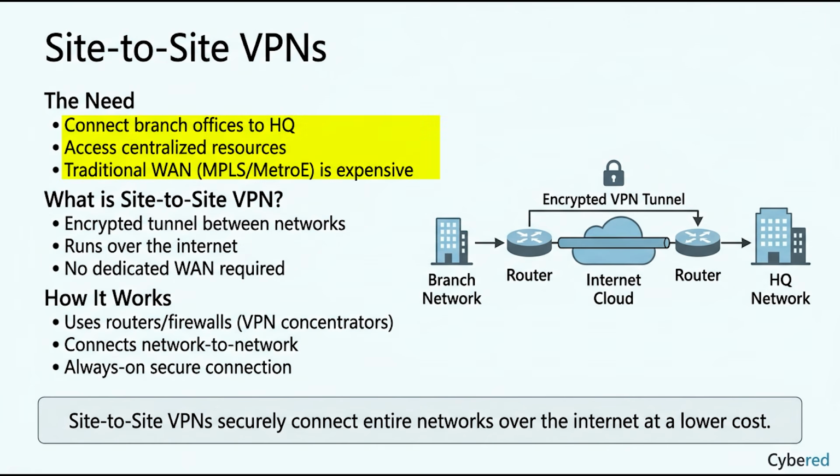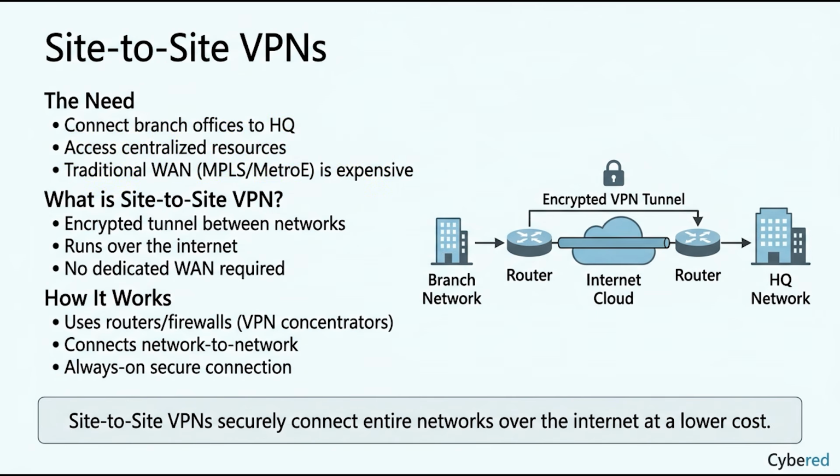Organizations with multiple branch offices often need a way to connect remote locations to their corporate headquarters, where critical resources such as application servers and databases are typically hosted. Traditionally, businesses use WAN services provided by internet service providers, such as Metro Ethernet or multiprotocol label switching, to connect branch offices. However, these solutions are subscription-based and can be expensive, making them unsuitable for organizations with limited budgets.